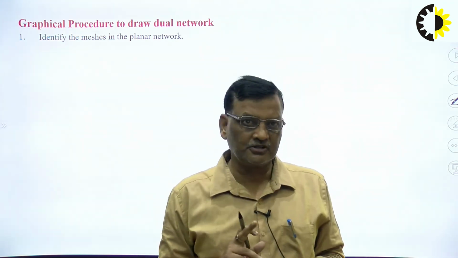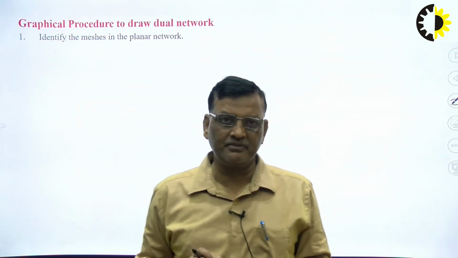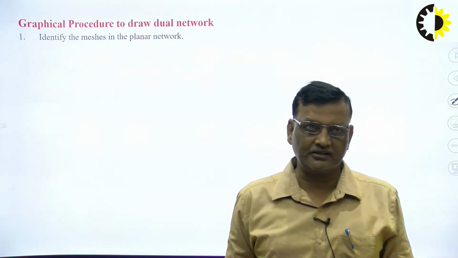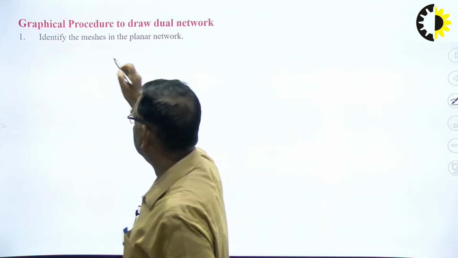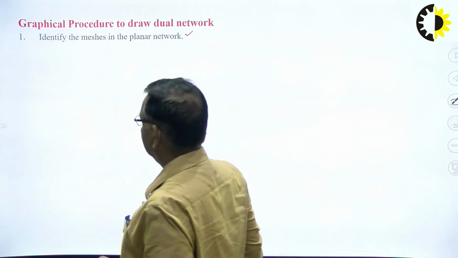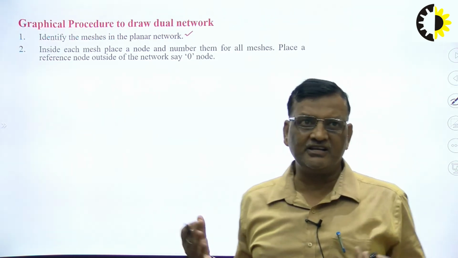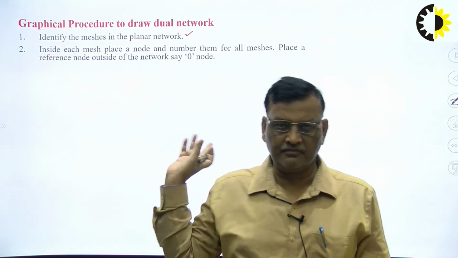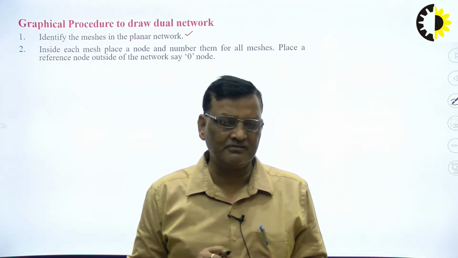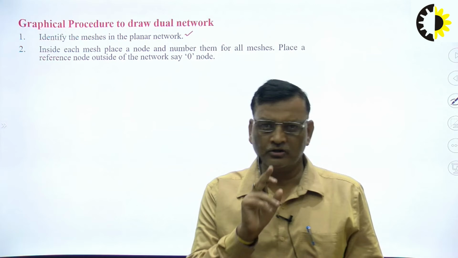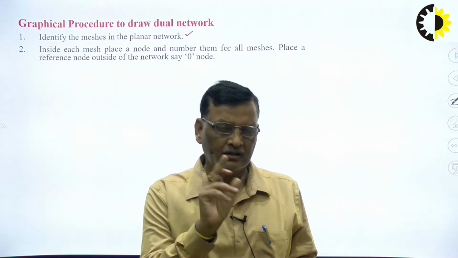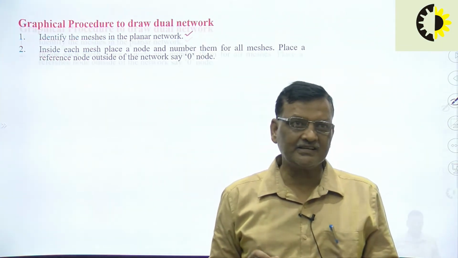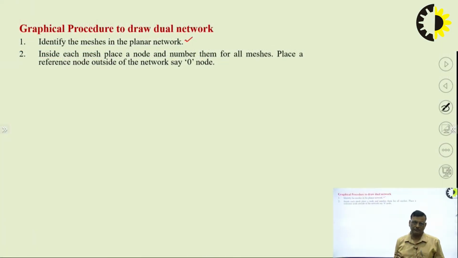So first and foremost, identify the meshes. What are the meshes? Meshes are nothing but the independent loops. And what is a loop? A loop is a closed circuit. Then second, inside each mesh place a node and number them for all the meshes. Suppose in the previous circuit, the simple series RLC circuit we have seen, there is only one mesh. So there is one loop, and we mark that mesh as one. Then place a reference node outside of the network, say O.